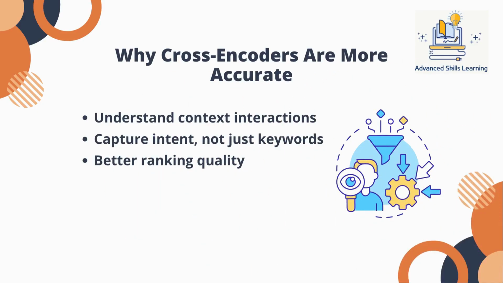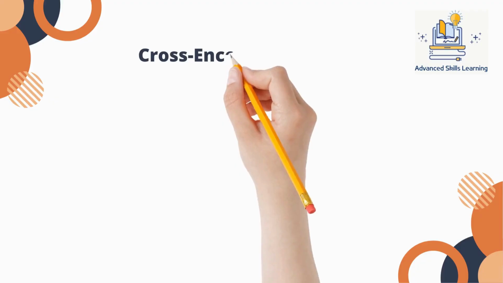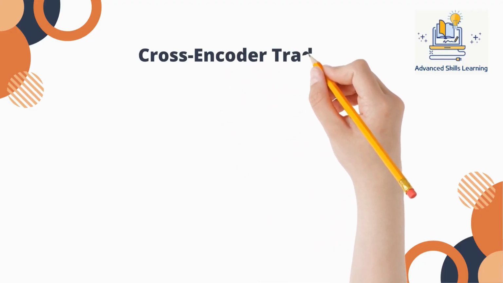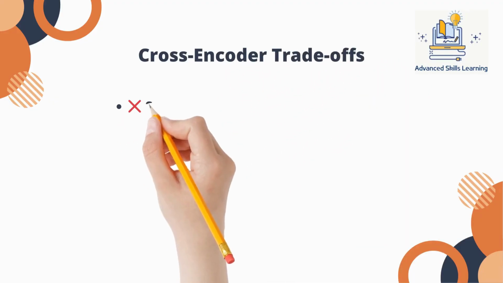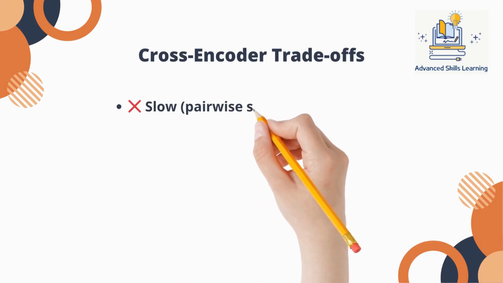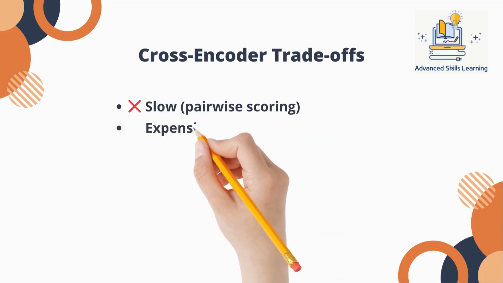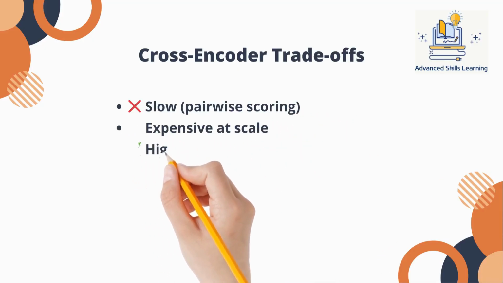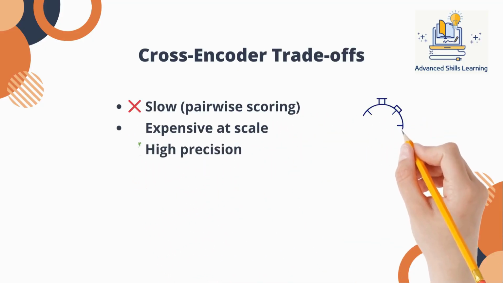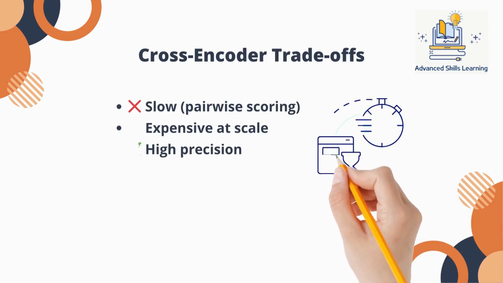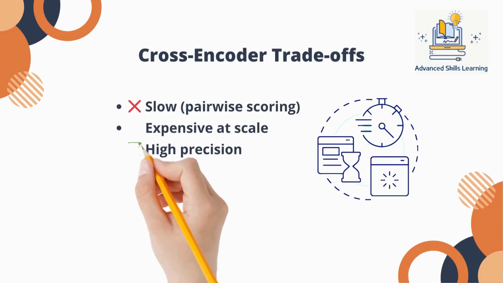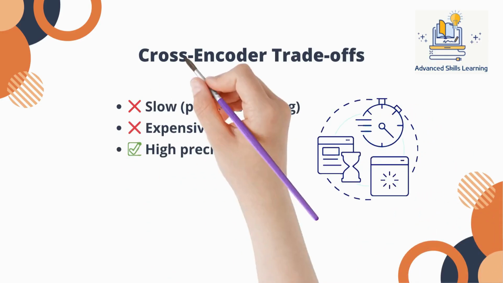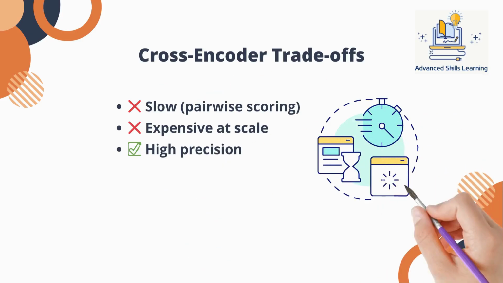The downside of cross-encoders is performance. They require evaluating every query document pair individually. If you retrieve 50 candidates, that means 50 forward passes through the model. This quickly becomes a bottleneck in production systems. So while cross-encoders deliver high precision, they are rarely used for full retrieval. Instead, they are typically applied as a second-stage reranker on a smaller candidate set.